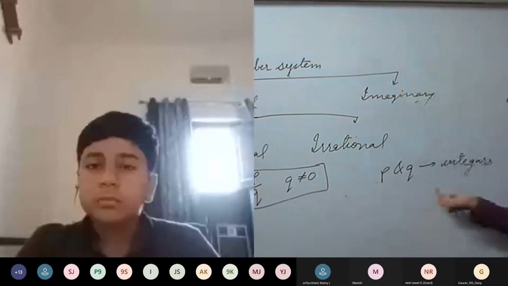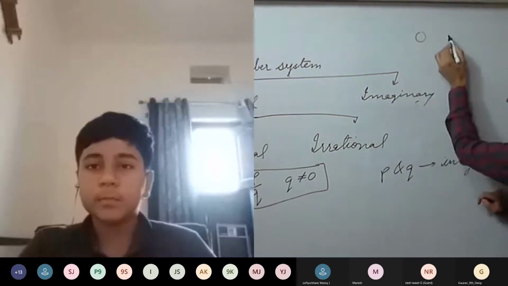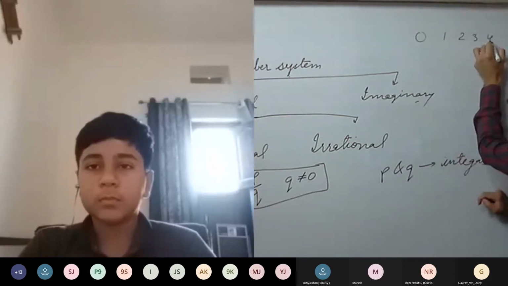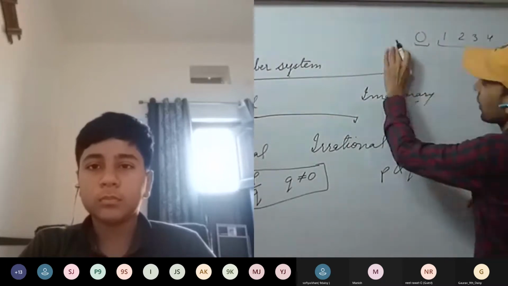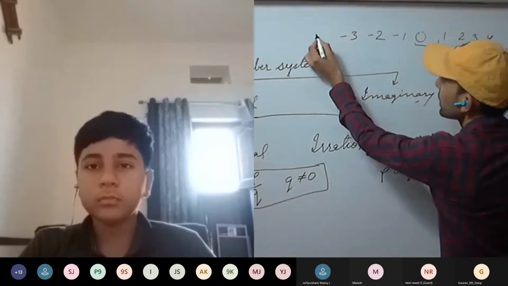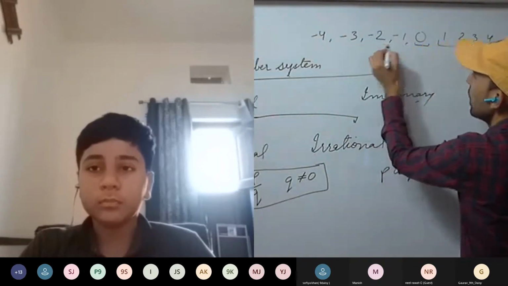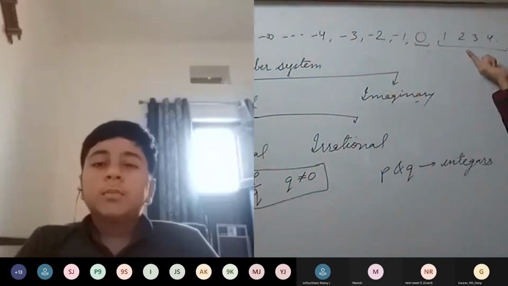Okay. Now, what are integers? For example, 0 is an integer, and 1, 2, 3, 4, 5 up to infinity are integers. These are positive integers. 0 is an integer. And what are the negative integers? -1, -2, -3, -4 up to -infinity. These are integers.